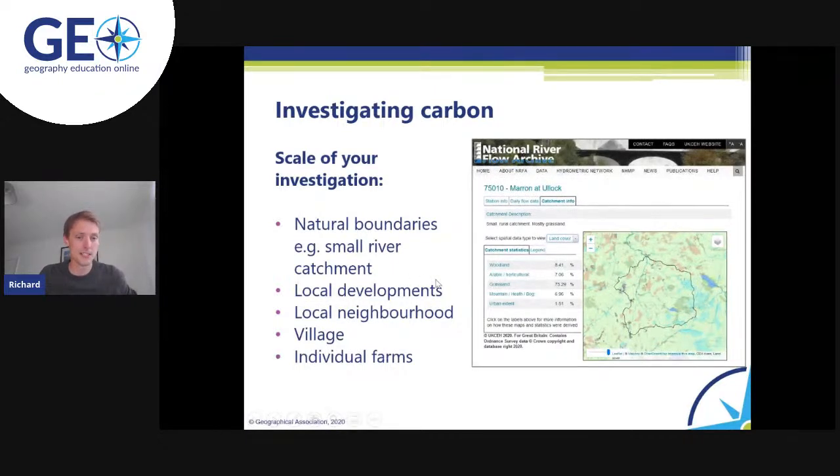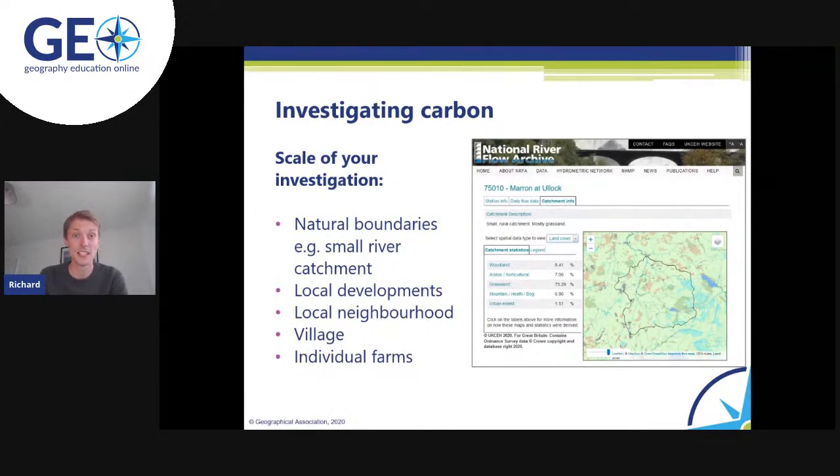You might have local developments, maybe building projects in your local area. That might be an interesting source of carbon into the atmosphere, or they might have ways they're planning on capturing carbon. Could be something interesting to investigate. You might just decide to look around your local neighbourhood or village, depending on where you live, or look at what the carbon cycle is like within, say, an individual farm, if that's the sort of environment you have around you.